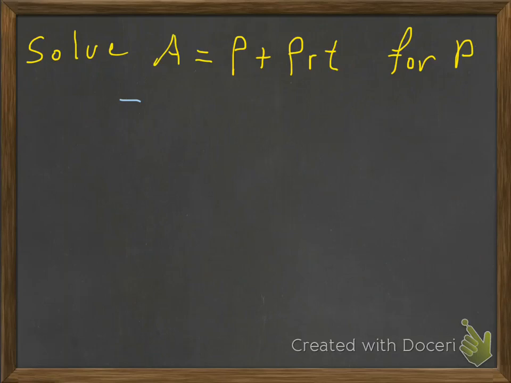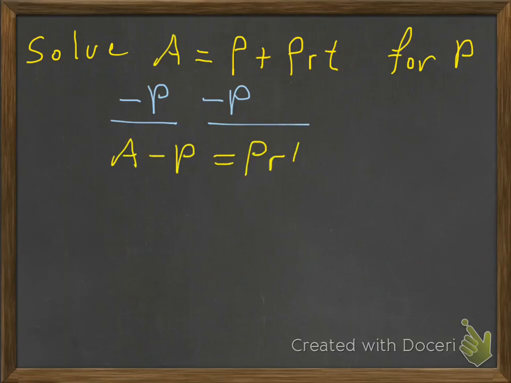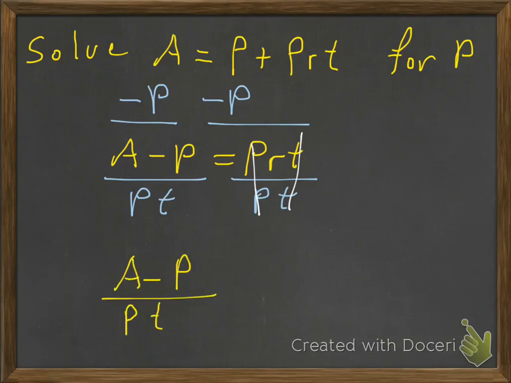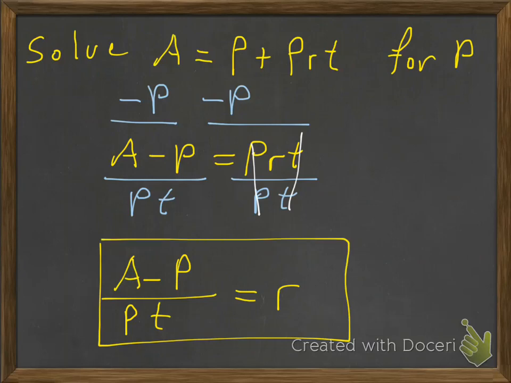Kind of the weaker operation here is addition, so we're going to get rid of the P out in front. So we're going to subtract P from both sides. So we'll have amount minus principal equals principal rate times time. Now the P and the T are connected to the R with multiplication, so what we can do is just divide by them. So divide by PT, divide by PT. On the right-hand side the P's cancel and the T's cancel. So we have A minus P over PT equals your rate.